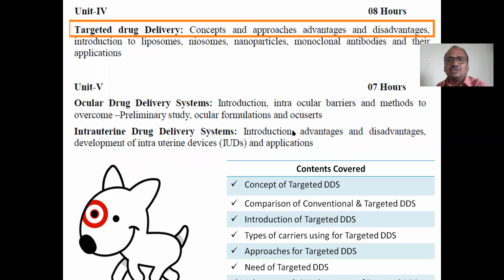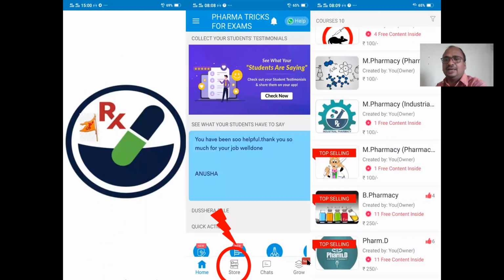Okay, this is your syllabus. Here you can see targeted drug delivery concepts and approaches, advantages, disadvantages, all are mentioned here. The same things I have divided and covered in this targeted drug delivery system.